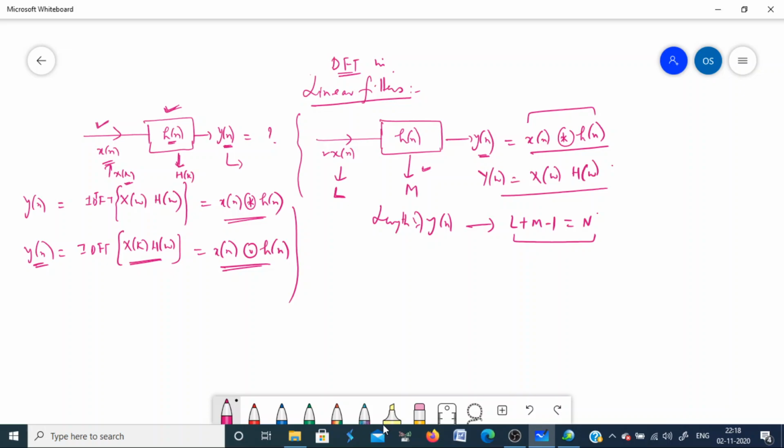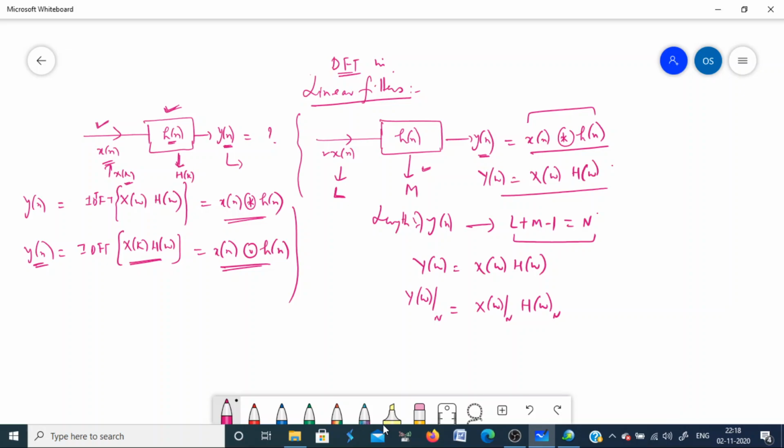But if I take its N point DFT for both cases, it means my Y omega is equal to X omega into H omega. It is already there, this equation. If I take N point DFT of this, and that is equal to N point DFT of this multiplied with the N point DFT of this. Okay, it means you are taking M samples.